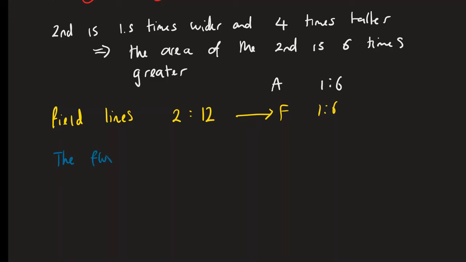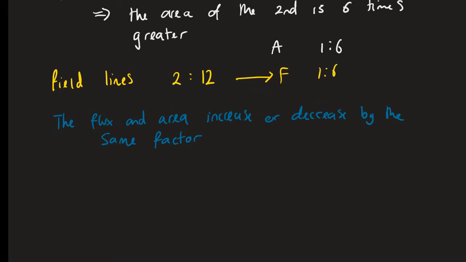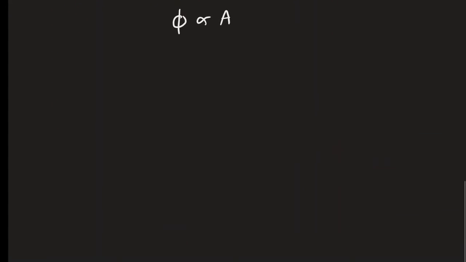The flux and area increase or decrease by the same factor. What we can really conclude from that is that they are directly proportional to each other. So we can say phi, the flux, is directly proportional to the area. Okay, so that's one of the factors that affects the flux through a loop.